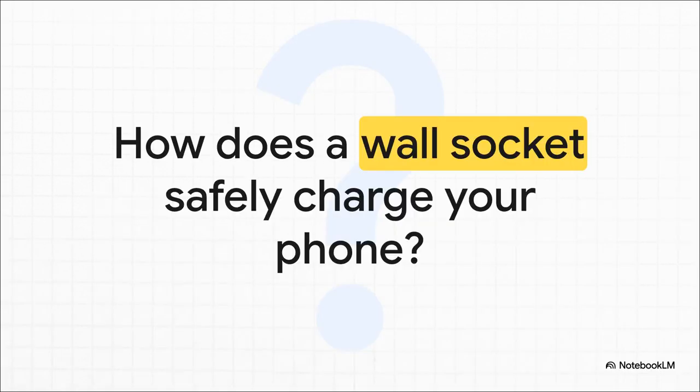I mean, really think about it for a second. You plug your phone into the wall, right? And that power, it's chaotic, it's high voltage. And somehow, it gets perfectly transformed into the gentle, precise juice your battery needs, without just exploding. How on earth does that actually work?